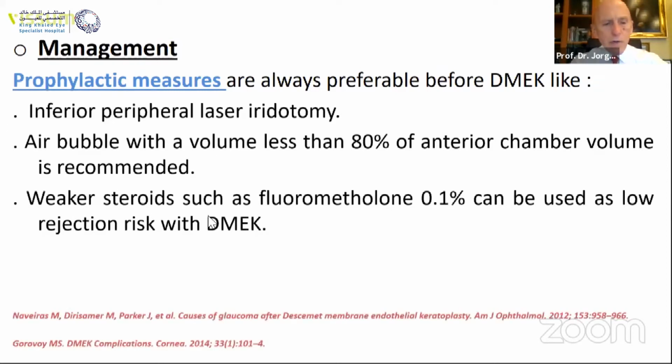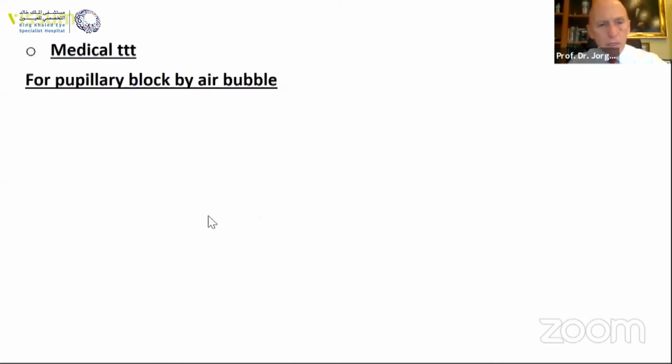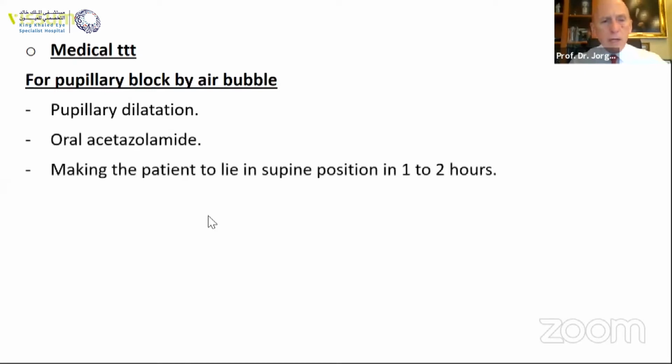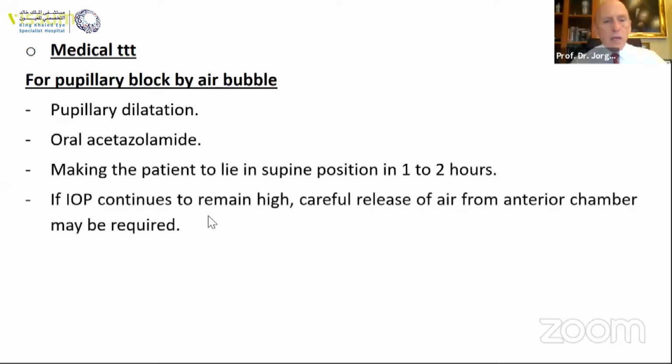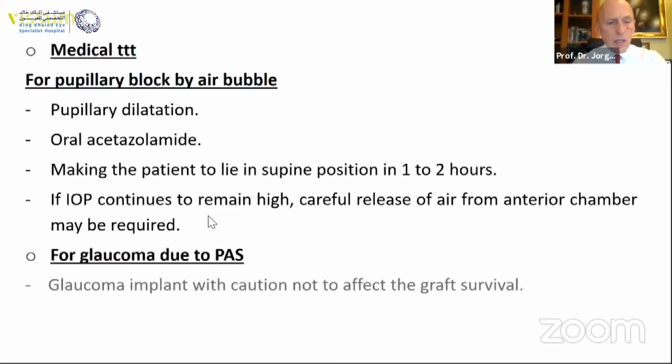And these are the two references that I would like you to remember about this problem. For pupillary block by air bubble, we have to remember that pupil dilatation after the surgery is important. You have to use acetazolamide orally during the first 2 days, and you have to make the patient stay consistently in the supine position for 1 to 2 hours so the bubble does not go behind the pupil and create the problem. If the pressure, in spite of this, is high, you have to remove the air, and you have to monitor these cases of DMEK for the first 2 or 3 hours to avoid this acute increase that is related to the gas that we inject in these cases.